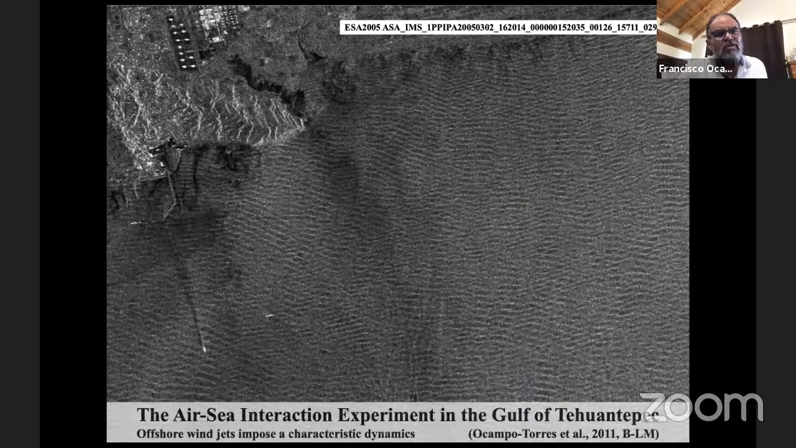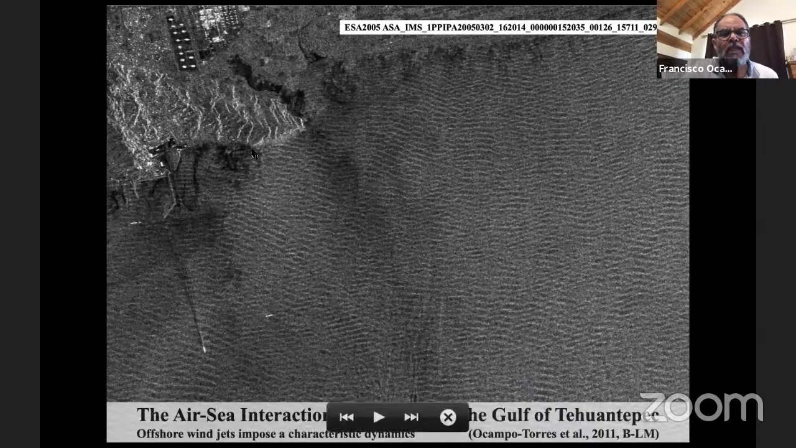So another topic of interest, looking at the ocean surface waves now from very far above, is using synthetic aperture radar. This is an example of an image obtained also during the INTO experiment in the Gulf of Tehuantepec. And here we can detect the coastline. This is the port of Salina Cruz and the port of Pemex right there. And also very distinct, we can detect the oil refinery and storage of Pemex in that region.